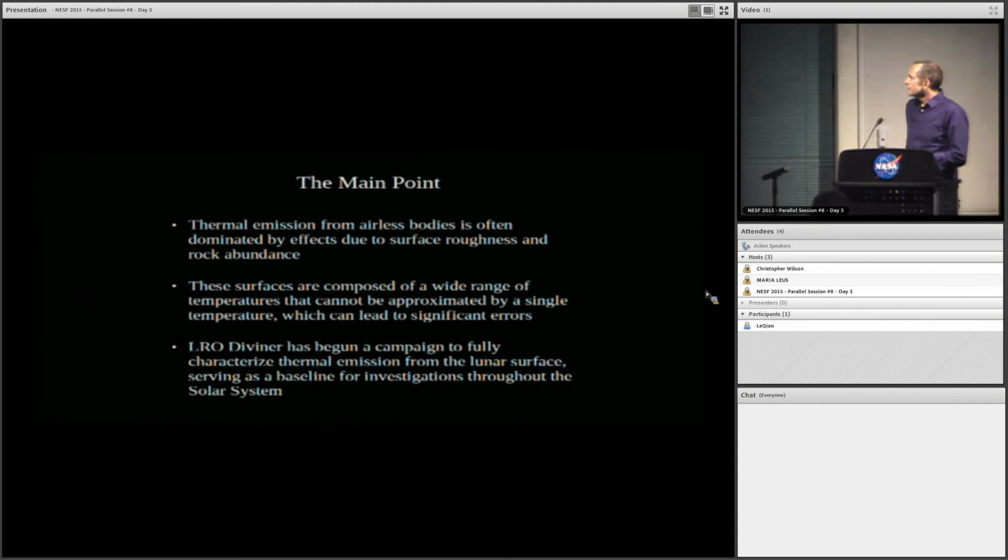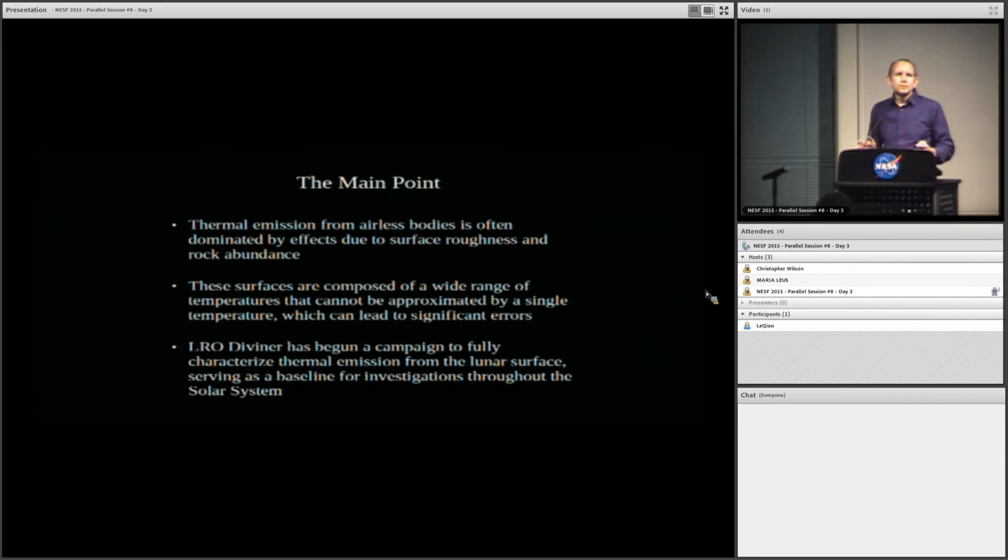And so finally, LRO Diviner, the Lunar Reconnaissance Orbiter Diviner Radiometer, we've been collecting observations for years now, but we've begun a more explicit campaign to fully characterize the thermal emission from the lunar surface. And more importantly, this can serve as a baseline set of measurements for investigations throughout the solar system.